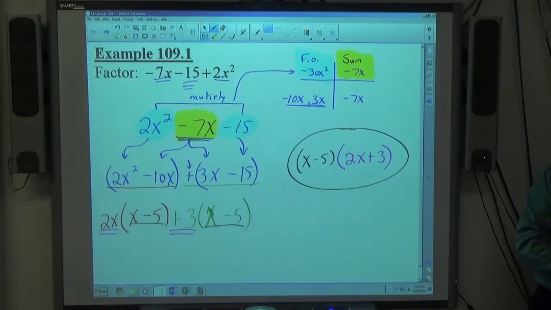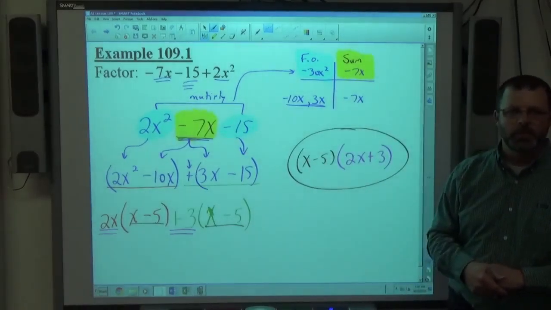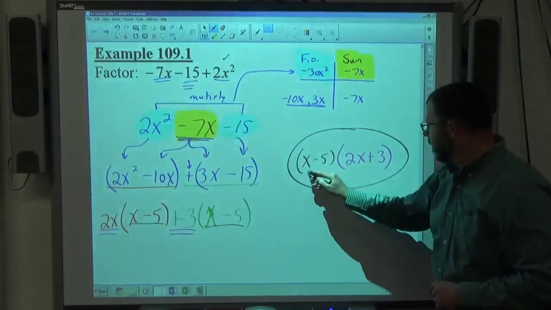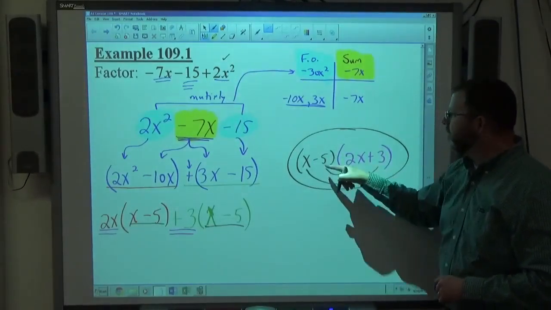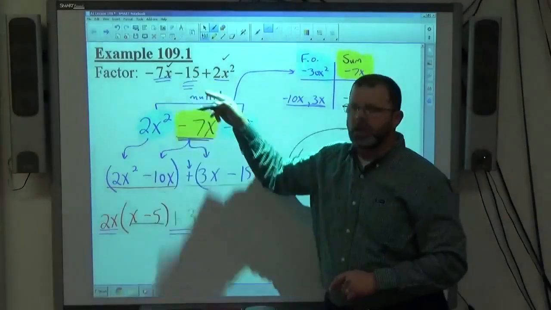Okay. If you're not sure it's right, all you have to do to check a factoring problem is FOIL this, and you should get the original problem. Okay. X times 2x is 2x squared. Check. Negative 10x and positive 3x makes negative 7x. Check. Negative 5 and 3 make negative 15. Check.